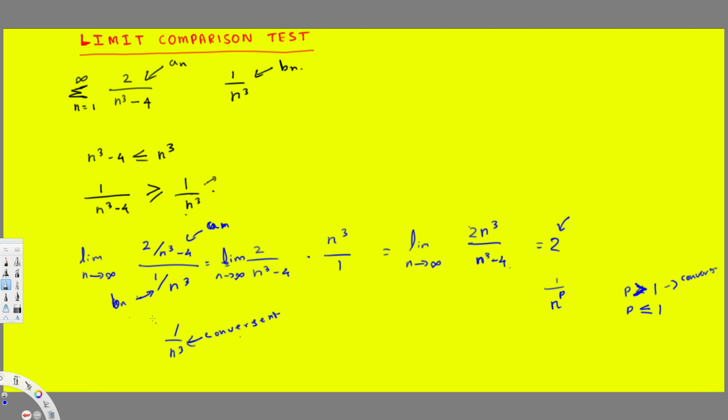Since one of these is convergent, we know the other one is also convergent, since we have a positive finite number as a limit. Therefore we can conclude that the sum from n equals 1 to infinity of 2 over n cube minus 4 is convergent.